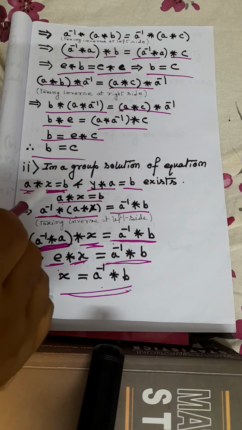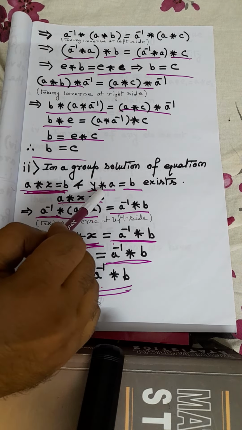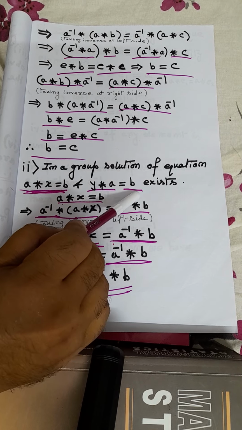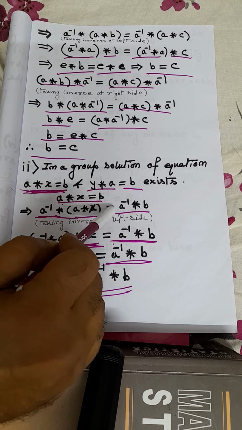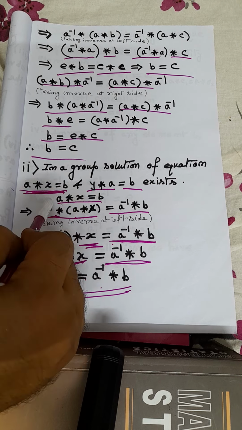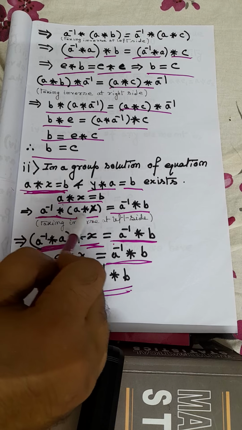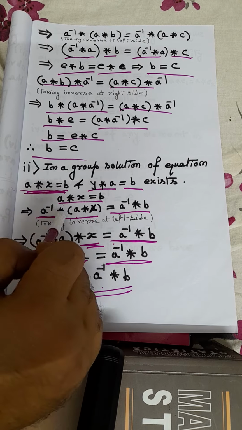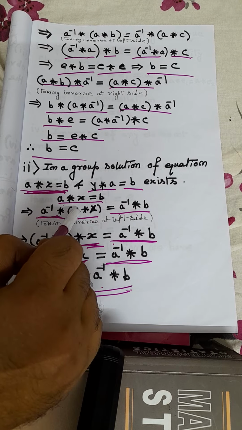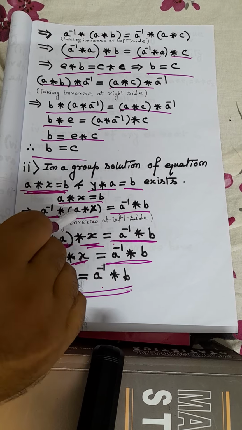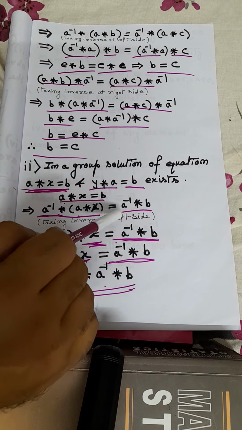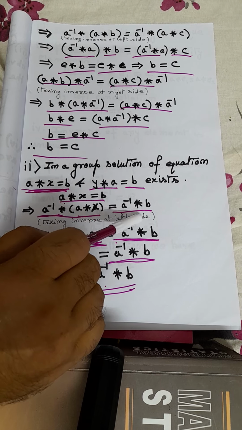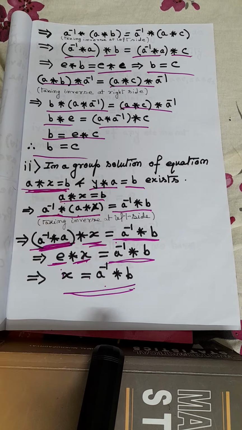So what did we consider? a binary operation x equal to b and y binary operation a equal to b. Now we will proceed with a binary operation x equal to b. For that we take the inverse at the left side: a inverse a will give us identity, and identity binary operation x gives x. And x will be equal to a inverse binary operation b. So the solution of the equation exists here.